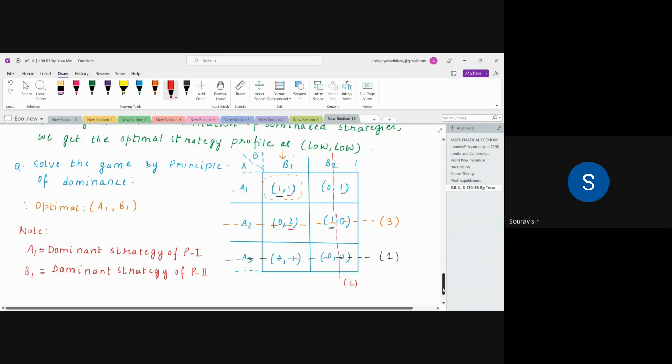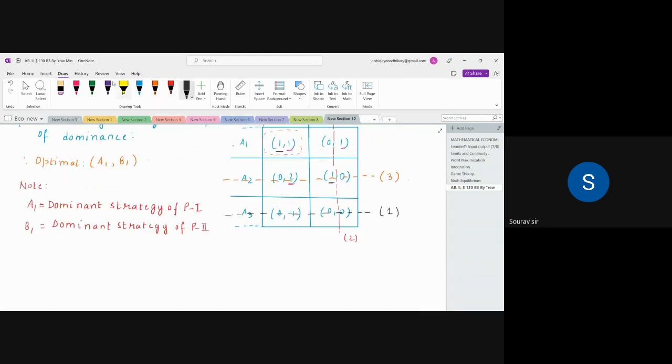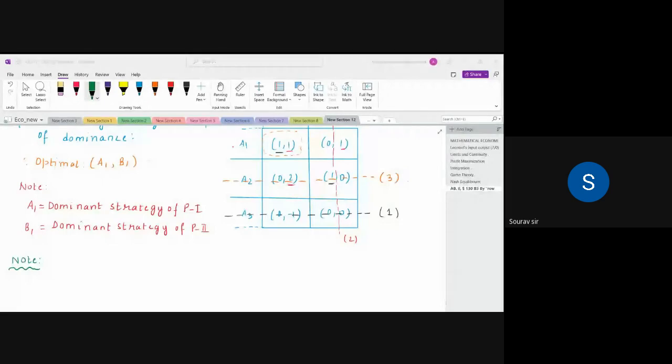Now, there is one very important thing that you all must know. This was a simple game, so it could have been solved by finding the Nash equilibrium also, right? We could have applied that. The max-min method couldn't have been applied because this is not a zero-sum game.